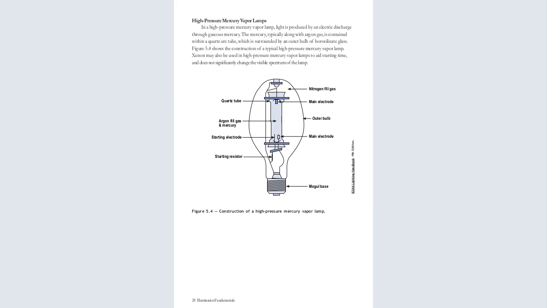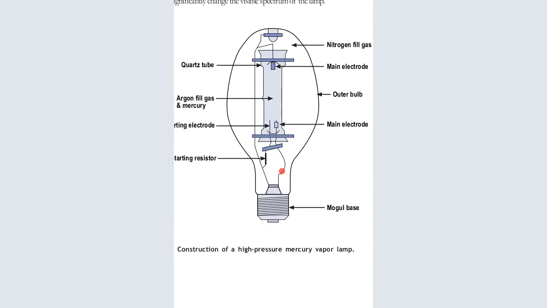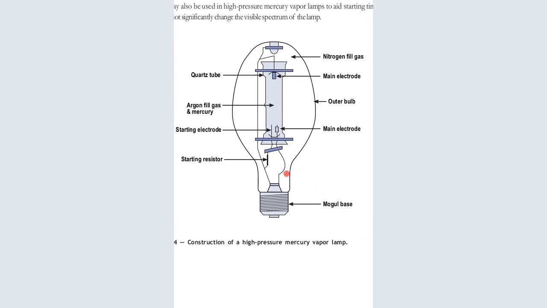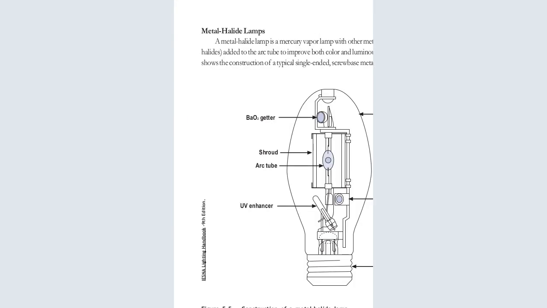Neon may also be used in the high pressure mercury vapor lamp to aid the starting time and does not significantly change the visible spectrum of the lamp. You can now see it. We have the quartz tube, we have the argon-filled gas, the starting electrode is here, the main electrode is there, the starting resistor, the neon-filled gas, the main electrode, and the outer bulb. So that is how it looks.